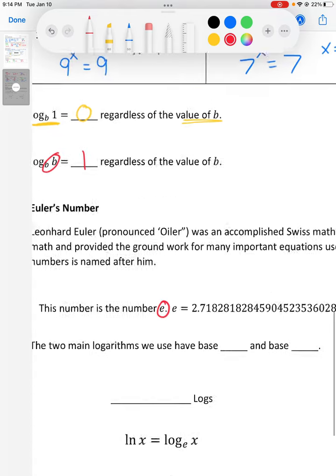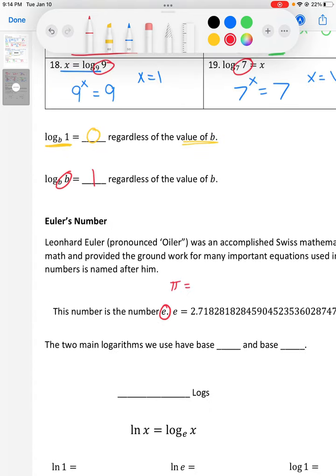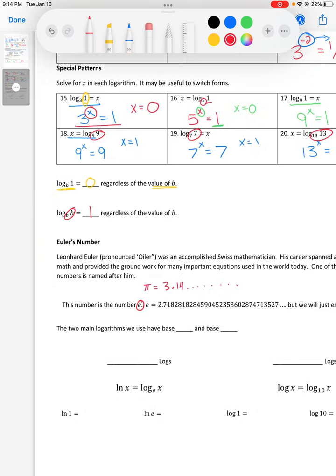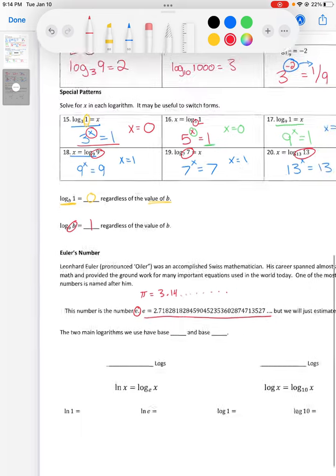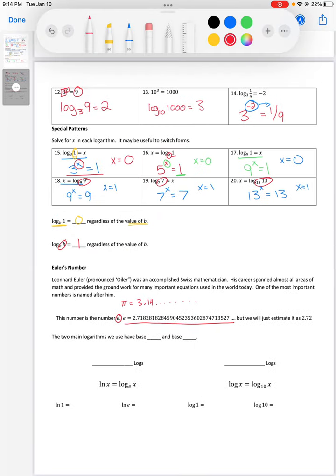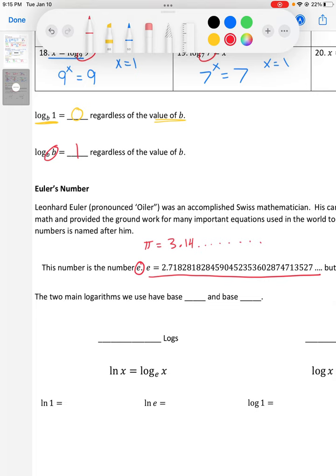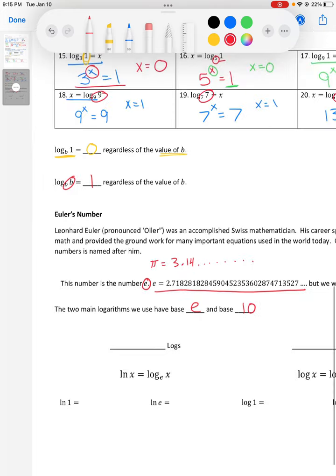So e represents a number, just like how pi represents 3.14, and some of you might know more of them, but it continues on. That's the same thing with e. It's 2.71 and then a bunch of numbers that continue on forever. So that's why we give it a letter, just like how we gave pi a symbol. e is just a symbol to represent that number, okay? And so we have a special logarithm that uses e. So the two main logarithms we have are base e and base 10, because 10 is just a nice number to use. So these are our two special logarithms.